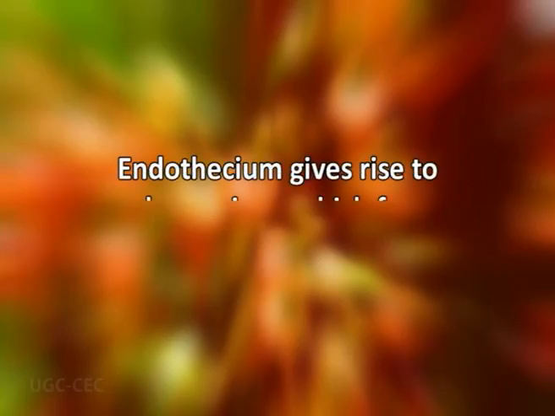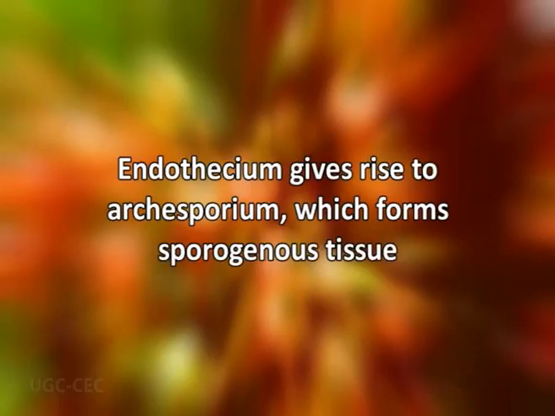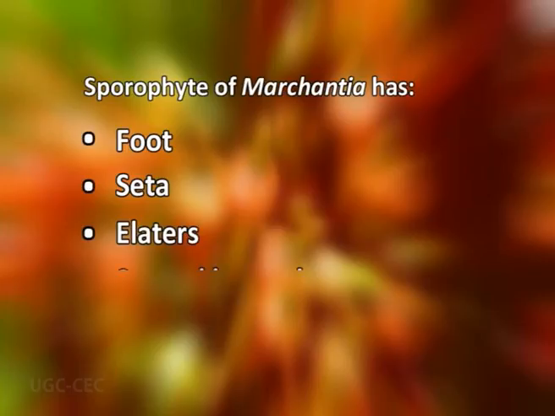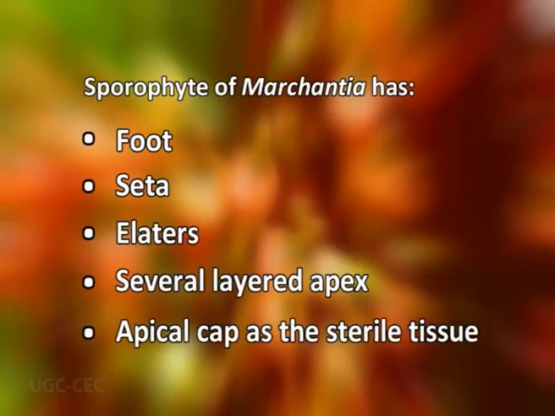The endothecium gives rise to archesporium, which forms the sporogenous tissue. Only half of this sporogenous tissue produces spores, while the rest remain sterile and transform into elongate elaters. Some sporogenous cells at the top differentiate into a sterile apical cap. Thus, the sporophyte of Marchantia has a foot, a seta, elaters, a several layered apex and an apical cap as the sterile tissue. Here the additional sterile tissue is exploited for capsule dehiscence and spore dispersal.